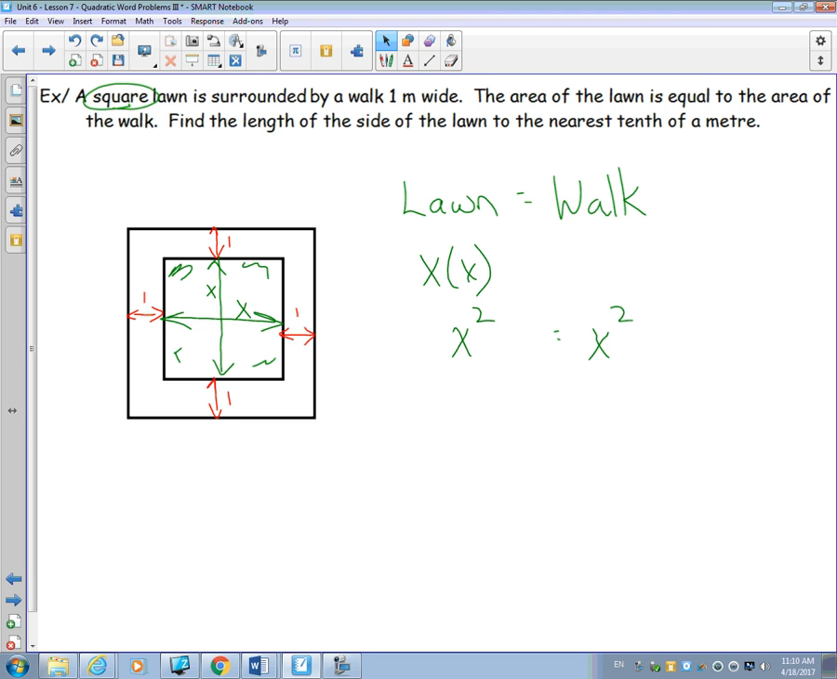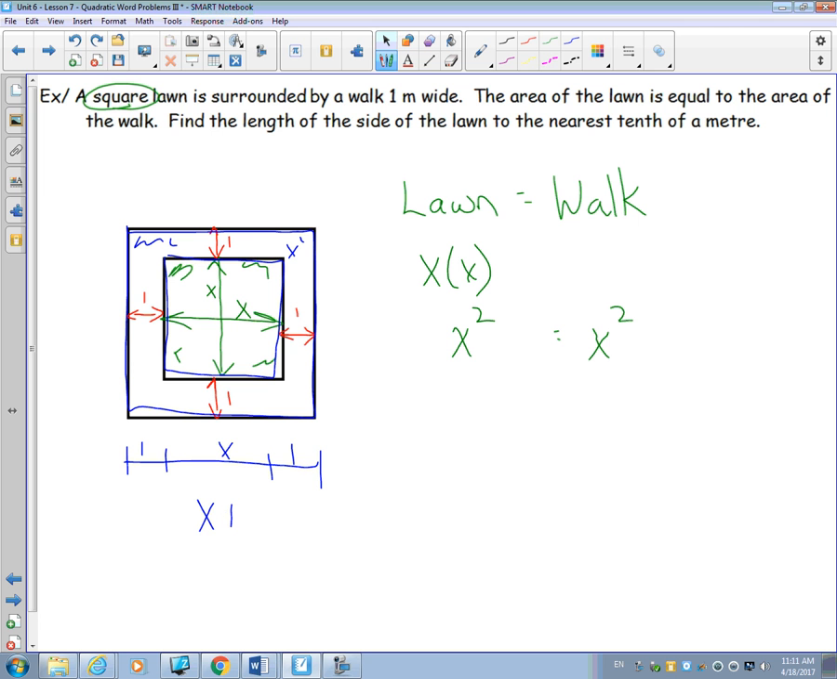Now the way we're going to try and approach this problem is, if I know this inside part is x squared, and I know this outside part is also x squared, because they're the same size, how do I find the area of the whole thing? Well, the area of the whole thing is made up of this dimension, which was x plus 1 plus 1, or in other words, x plus 2. That's a square, so we can do the same thing on this side, right? X and 1, or x plus 2.